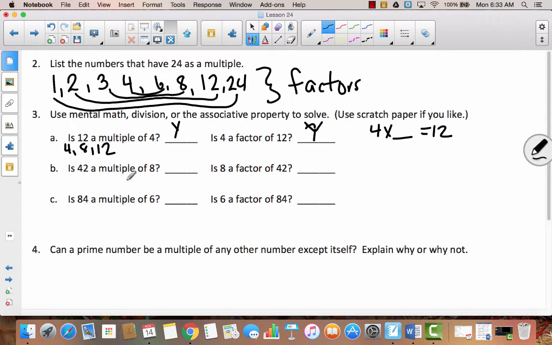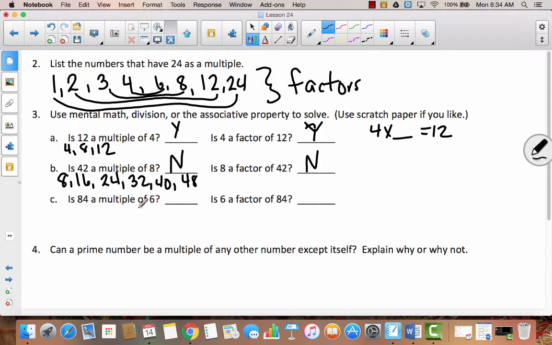Is 42 a multiple of 8? So let's count by 8s. 8, 16, 24, 32, 40, 48. Did we say 42? So no, 42 is not a multiple of 8. Is 8 a factor of 42? No, because nothing times 8 equals 42. 8 times 5 is 40, and 8 times 6 is 48. So there's nothing times 8 that equals 42.